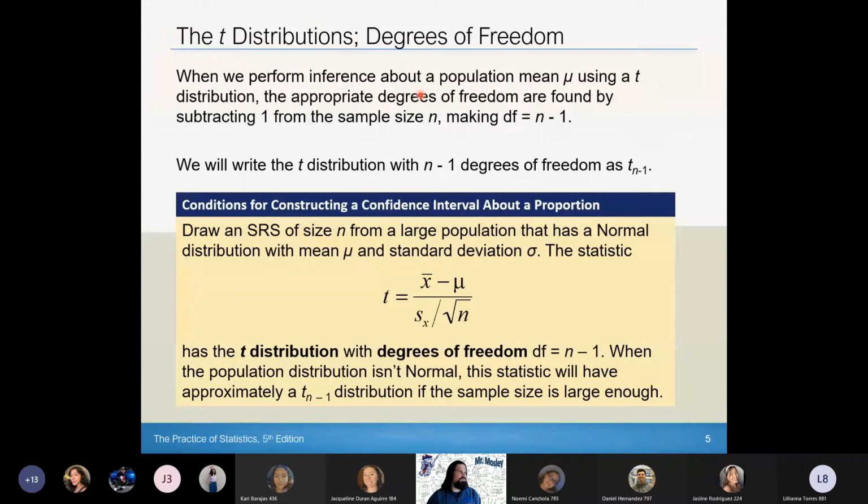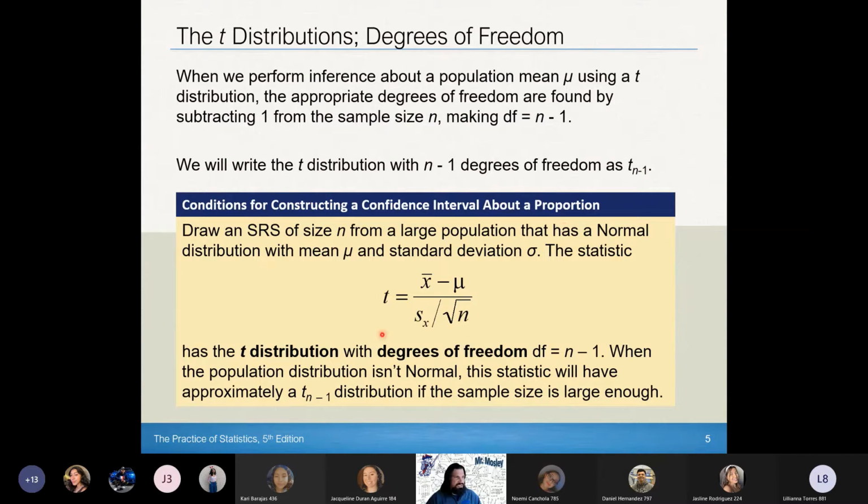When we perform inference about a population mean mu using a t distribution, the appropriate degrees of freedom are found by subtracting 1 from the sample size n, making the degrees of freedom equal to n minus 1. So that's how we determine degrees of freedom. We will write the t distribution with n minus 1 degrees of freedom as t n minus 1.